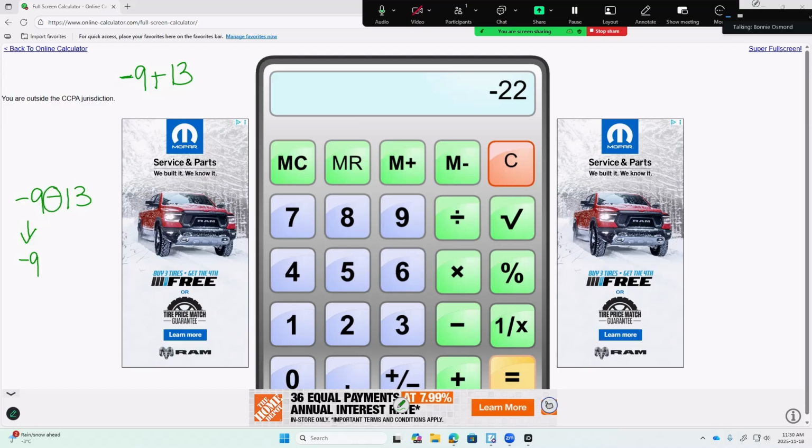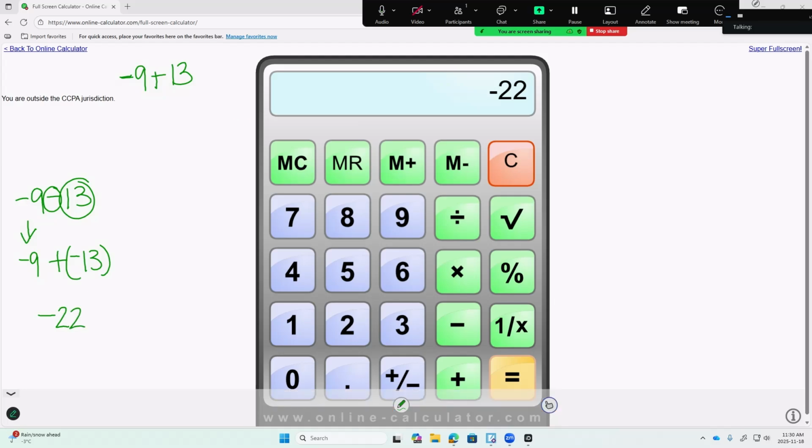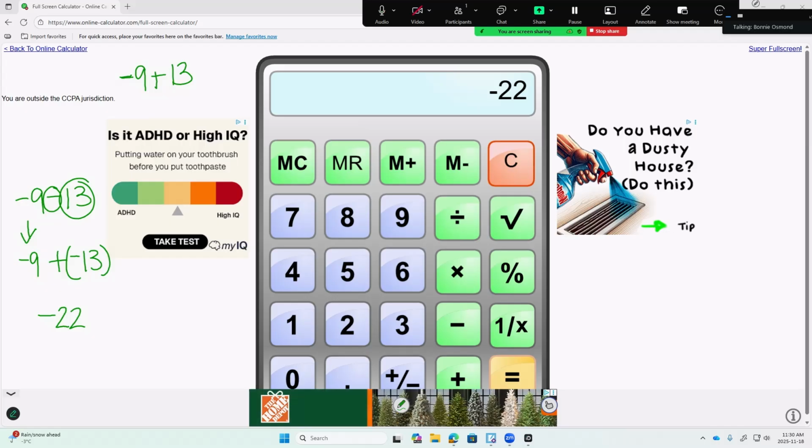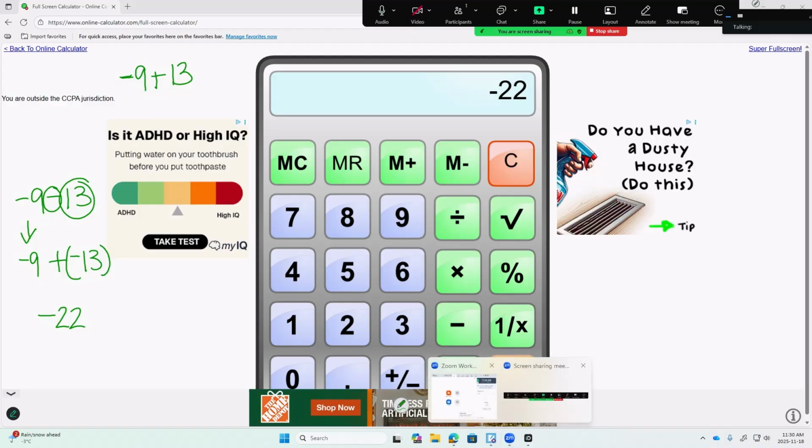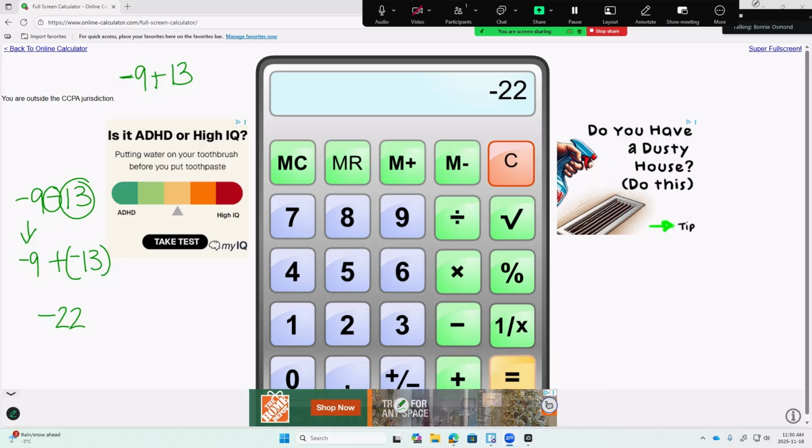If we do it without a calculator, our negative 9 stays negative 9. Our subtraction changes to addition. Positive 13 changes to negative 13. And now we have a negative plus a negative, which will give us a negative. 9 plus 13 is 22. Okay, so same answer. So you can use a calculator for your answer.